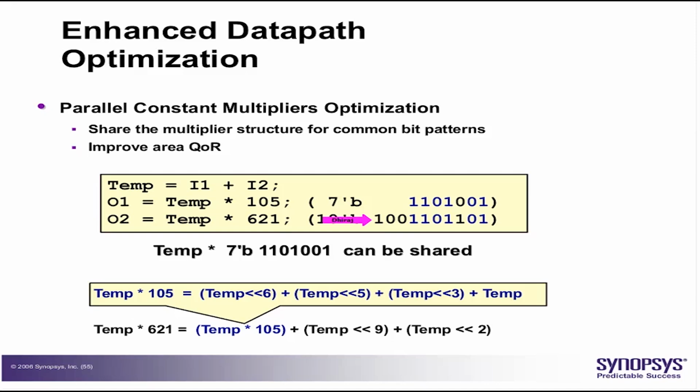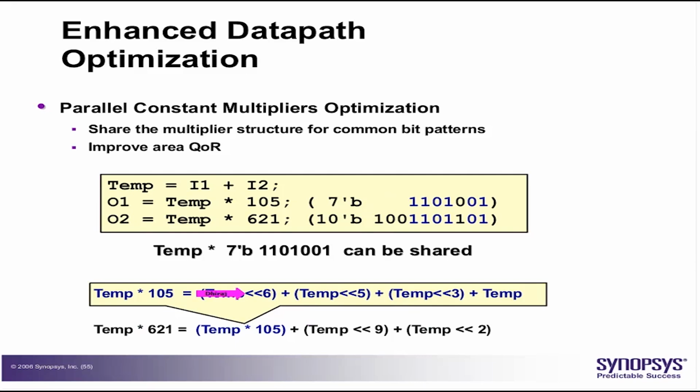So the implementation is not two multipliers; in fact, it is just one multiplier, or the multiplier is now implemented as shift operations. So temp into 105 is temp shifted by 6 plus temp shifted by 5 plus temp shifted by 3 plus temp. Temp into 621 again is temp into 105 plus temp shifted by 9, temp shifted by 2. You should be very clear how DC is doing this. For example, each one in the binary representation represents a shift operation. So the LSB here represents temp by default, 0, 1, 2, 3. This one means temp left shifted by 3. Again, this one means left shifted by 5. This one means left shifted by 6.